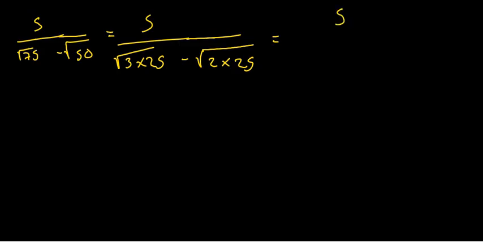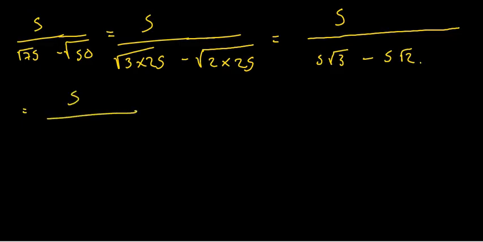Then from there you can clearly see that we are just going to have square root of 25, it will be 5 root of 3, then minus again 5 root of 2. Okay, then from there what do we do?